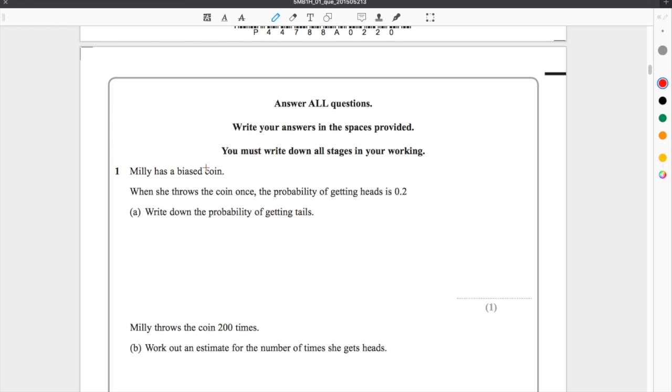Now, this question is testing our understanding of how we work out probabilities, and hopefully we know that all probabilities add up to 1. So if we throw a coin, we can get either heads or tails. If the probability of getting heads is 0.2, then the probability of getting tails is the rest of the probability that goes up to 1. So, in other words, 1 minus 0.2 will give us the probability of tails, which is, of course, 0.8. Okay?